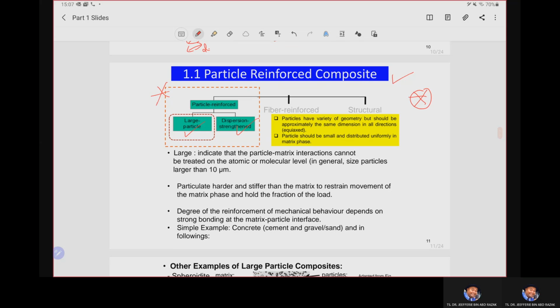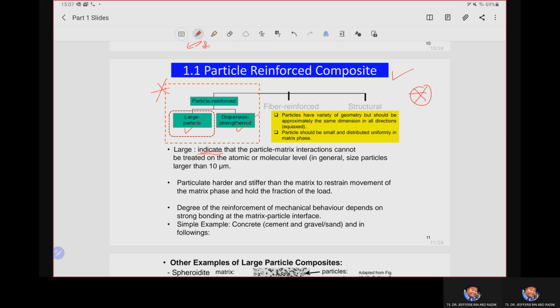The term large here basically indicates that the particle-matrix interaction cannot be treated on the atomic or molecular level. So in general, we can say that the larger particle has a particle size larger than 10 micrometers. All right. And for most of the large particle-based composites, the particles are basically harder and stiffer than the matrix. So that's why it can reinforce the composite by restraining the movement of the matrix phase and holding a fraction of the load, where the matrix transfers some of the applied stress to the particle during loading.